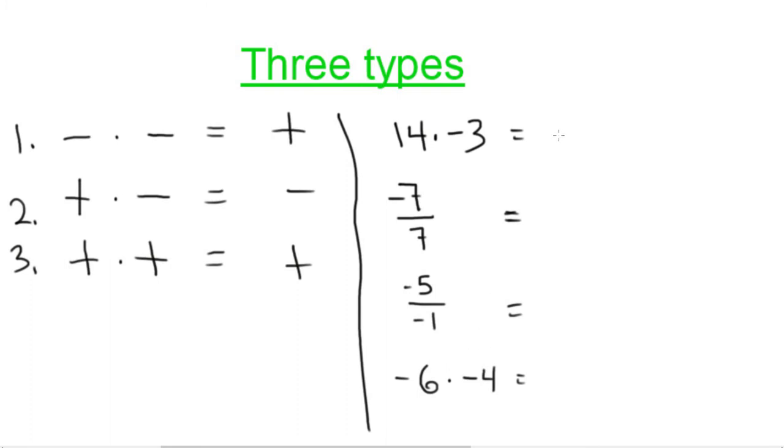I have 14 times a negative 3. 3 times 4, 12, carry my 1, 42. Negative and a positive is a negative. Negative 7 divided by a positive 7. Negative, positive, negative. 7 divided by 7, 1. Negative divided by negative, negative, negative, positive. 5 divided by 1 is 5. Negative, negative, positive. 6 times 4, 24. Key in on the signs for success.